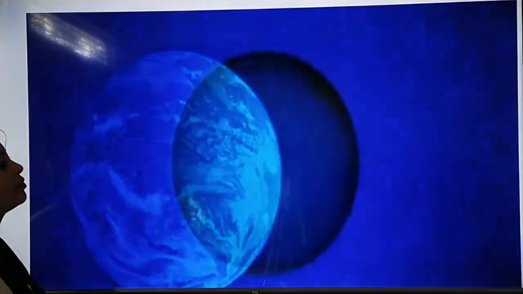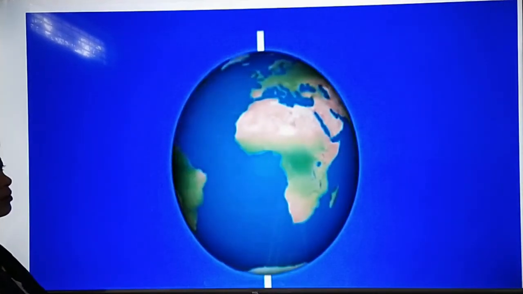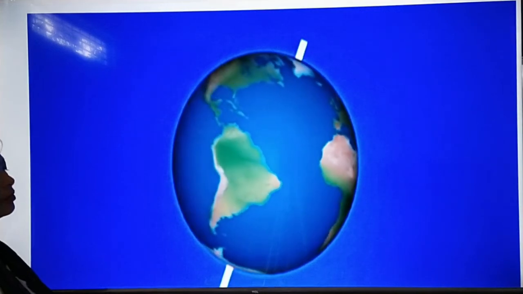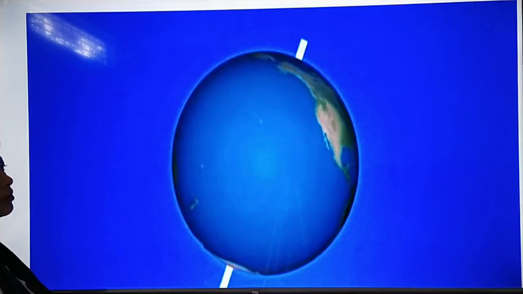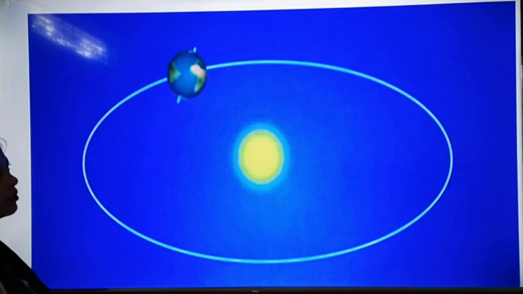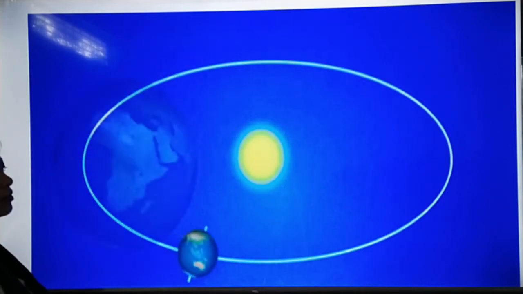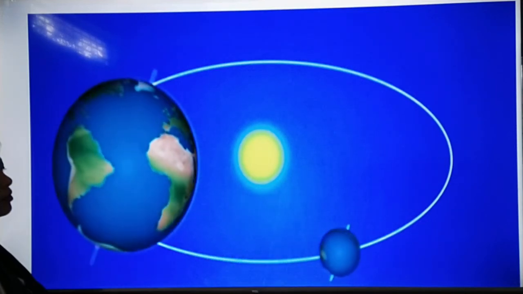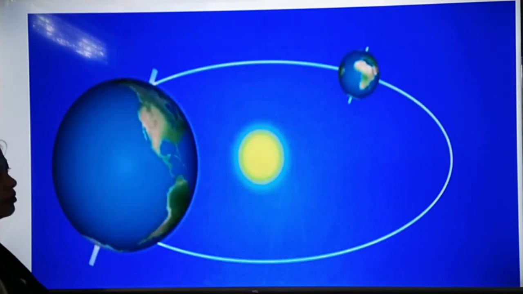Rotation and revolution of the earth and its effects. The spinning of the earth around its own axis, which is an imaginary axis, is known as rotation of the earth. Now this axis is tilted at an angle of 23.5 degrees from the vertical. With this tilted axis, the earth revolves around the sun, and that is known as revolution. So these are the two important motions of the earth, rotation and revolution.